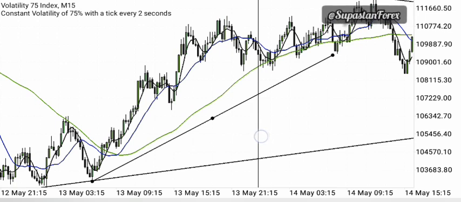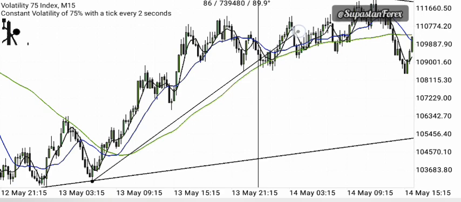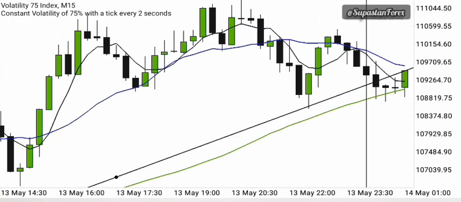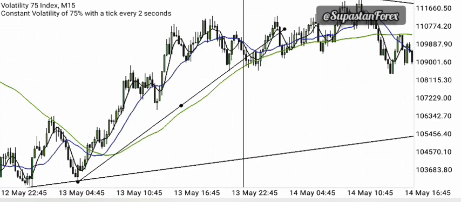Okay, this vertical line, okay. So we put our trend line this way. Now you see when we do this, the price is showing us that the market is in an uptrend on M15.